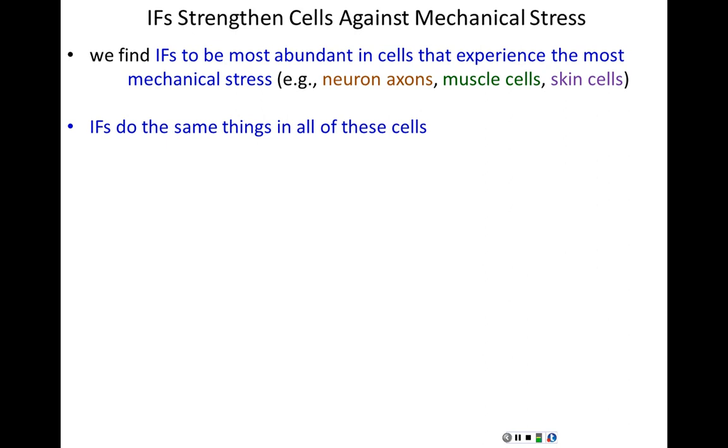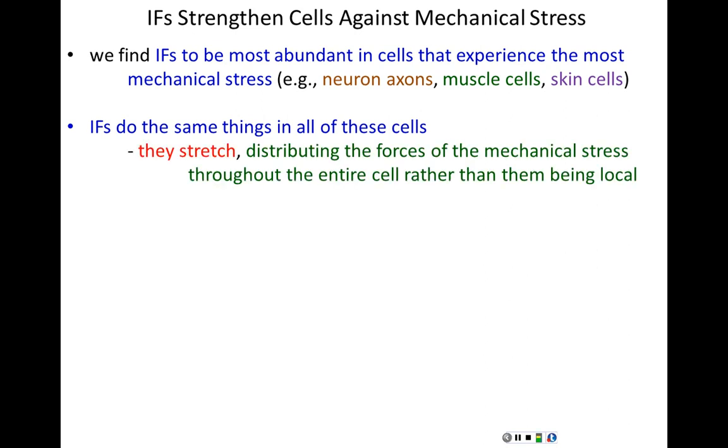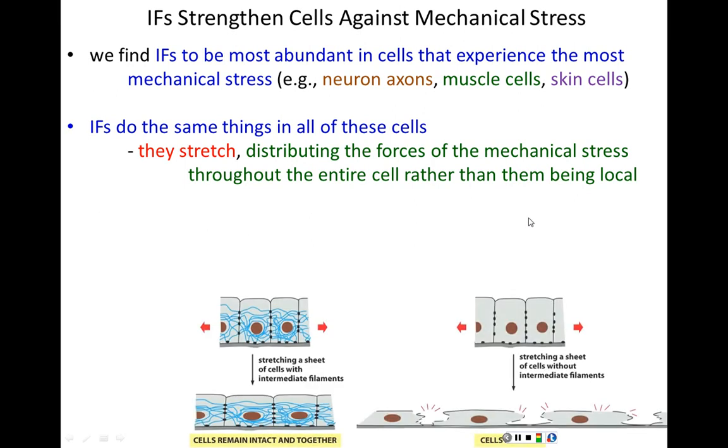Intermediate filaments do the same thing in all of these cell types, provide tensile strength. They stretch, and by stretching, they distribute the forces of that mechanical stress, of that squeezing, pushing, pulling. They distribute those forces throughout the entire cell, rather than those forces being localized to the one point of stress. By providing these intermediate filaments and the strength that they provide, cells can be stretched and distorted, but remain intact and remain connected to one another.